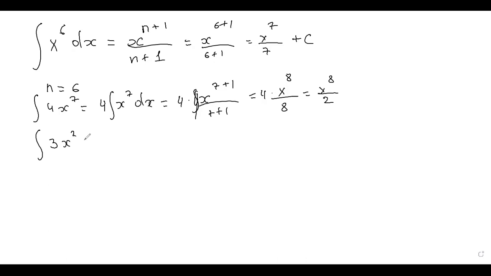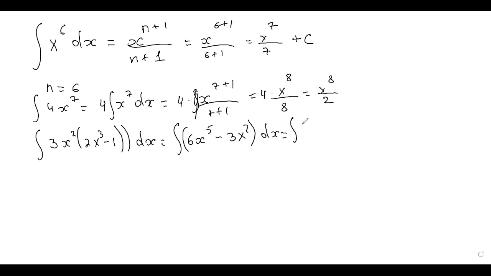Then let's do another example, like the integral of 3x squared times 2x cubed minus 1 dx. So it can be seen as a little bit complex, but it is very easy if we multiply this. It will be the integral of 6x to the power of 5 minus 3x squared dx. Then we can use our linearity: the integral of 6x to the power of 5 minus the integral of 3x squared, with respect to x.